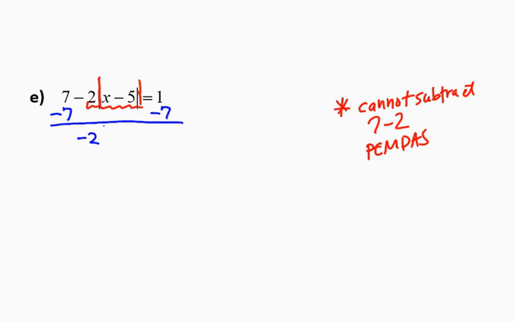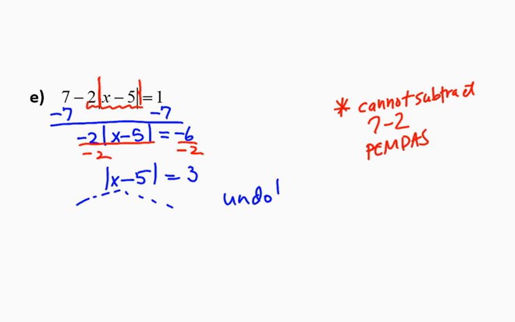Then I'm left with -2 times the absolute value of x minus 5 equals -6. All right, still need to remove the 2, but now I can remove the 2 by dividing by -2 on both sides. And that's going to leave me with the absolute value of x minus 5 is equal to -6 divided by -2, which is 3. Once I have the absolute value isolated, I'm going to undo the absolute value and take what's inside, x minus 5, and say that it's either positive or x minus 5 is going to be negative.